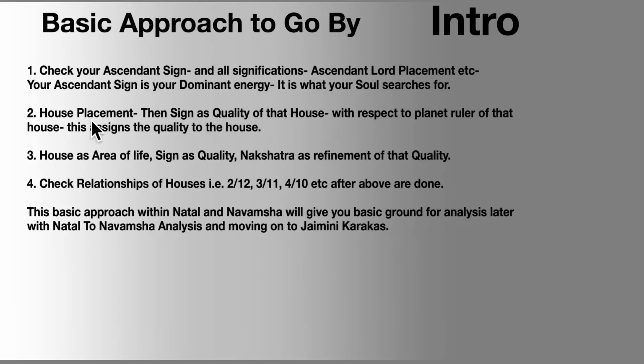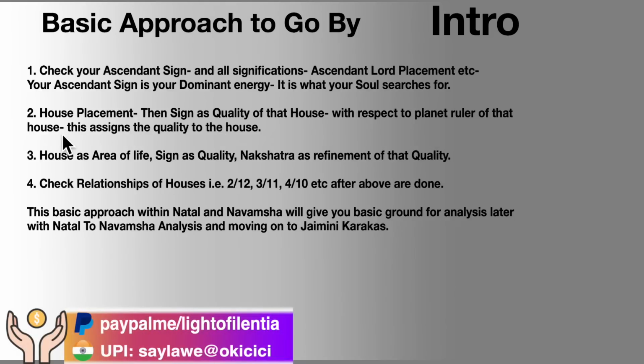Number 2, house placement. The sign has the quality of that house. If Aries is placed in 5th house, so the quality of the 5th house now takes on Aries kind of energy. That's why we have to cover it in energetic terms. With respect to the planet or ruler of that house, this assigns the quality to the house. Okay? Whichever sign and whichever house placement, that's what we are talking about.